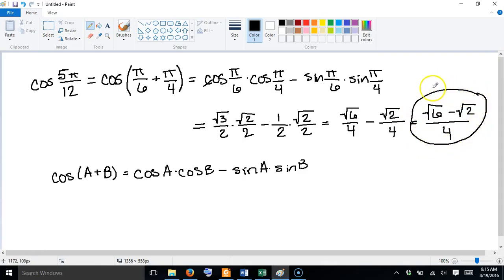So, like I said before, know how to do things like this right here. Use the sum and difference identities, but not just for cosine. Know how to use sine and tangent too, and for the tangent one, be able to rationalize the denominator.